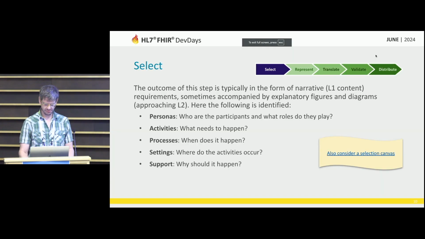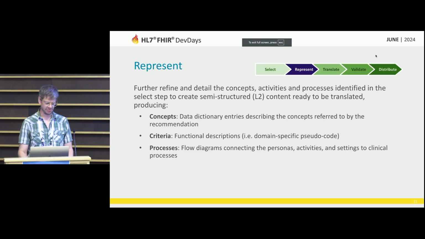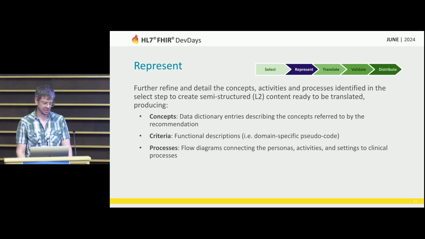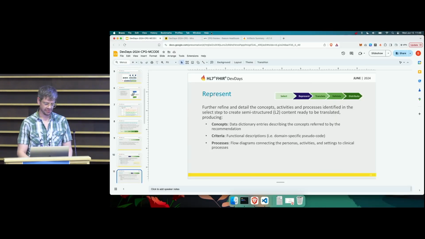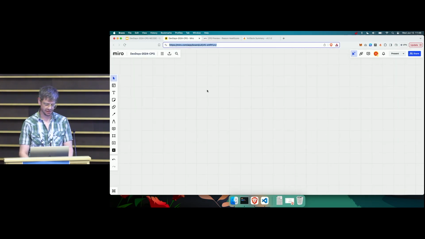The next phase is the representation phase. For this phase, we might start making a data dictionary, maybe in Excel or something like that. We have criteria, so this is maybe given-when-then statements that define a patient case: given a patient with XYZ, then this should happen. And then processes are flow diagrams where we connect these together. And a quick example of what that might look like is down here.